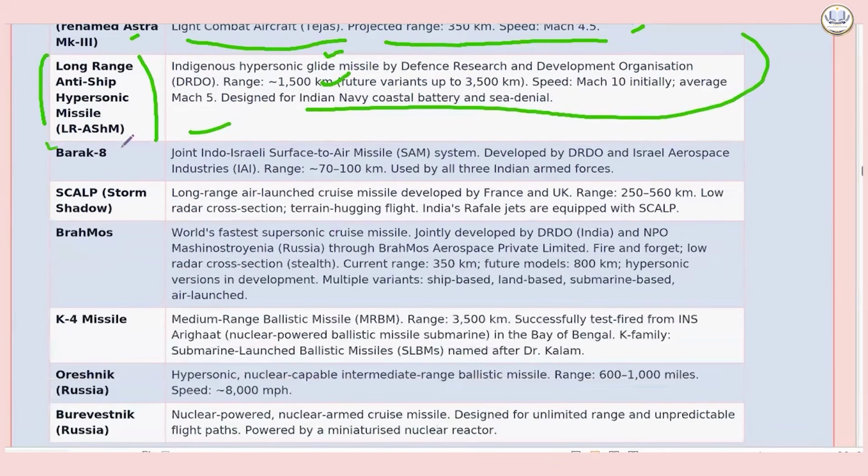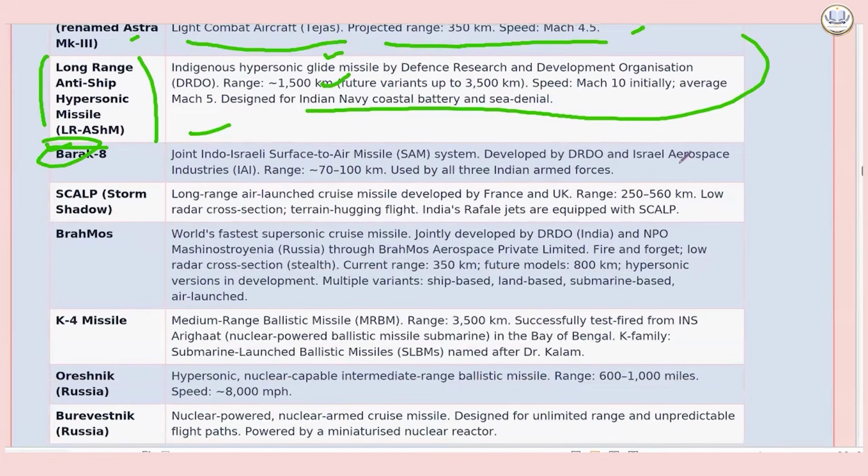We have Barak 8, which was constructed jointly by India and Israel. It is a surface-to-air missile developed by DRDO and Israel Aerospace Industries. Range is 70 to 100 kilometers, used by all three Indian armed forces.